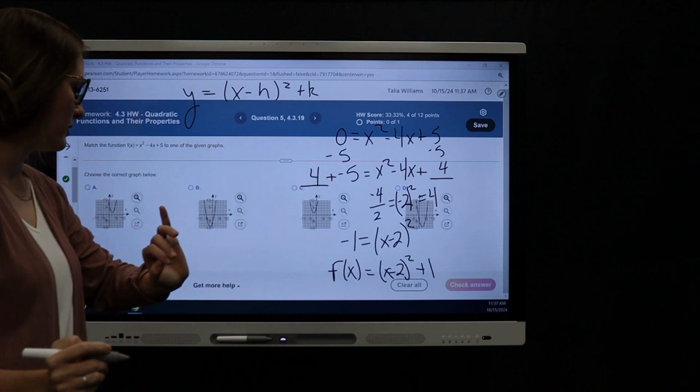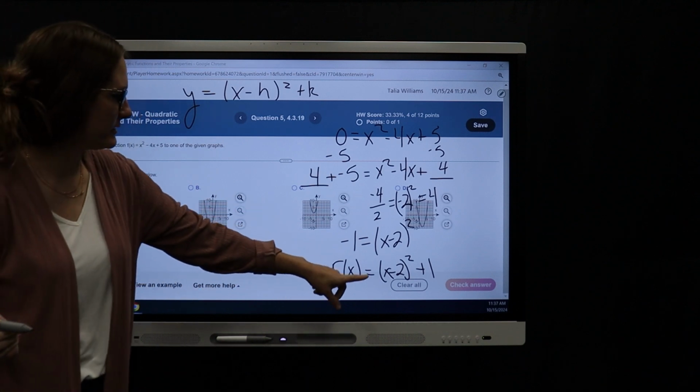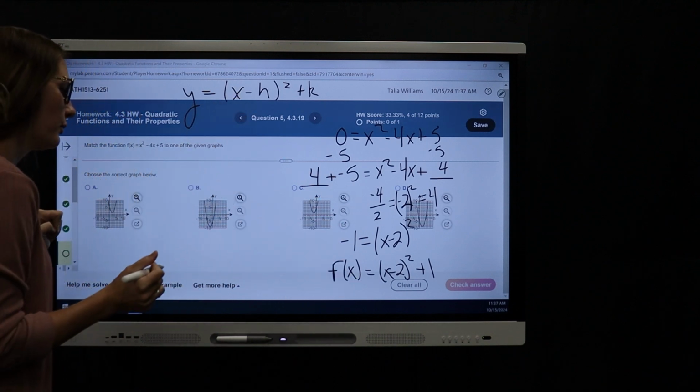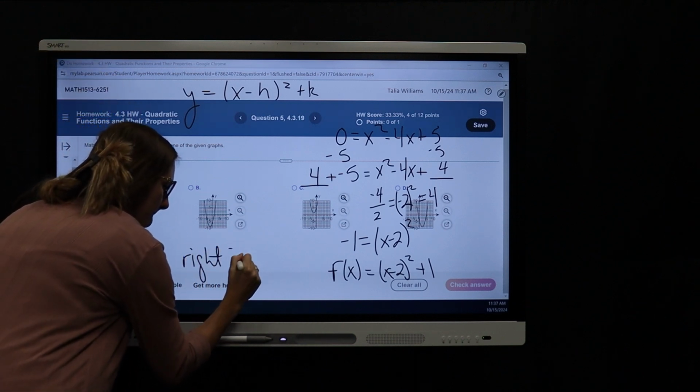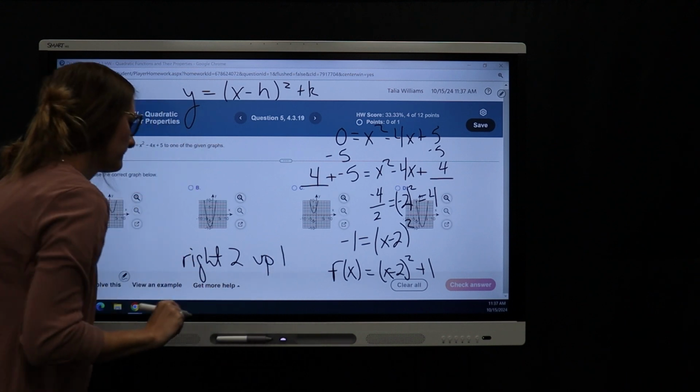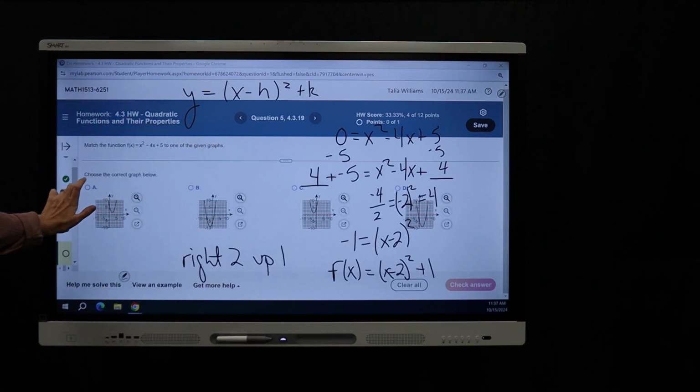Because we add the 1 to the other side. Now then we have this in vertex form, so we're going to go right 2, up 1. Right 2, up 1.